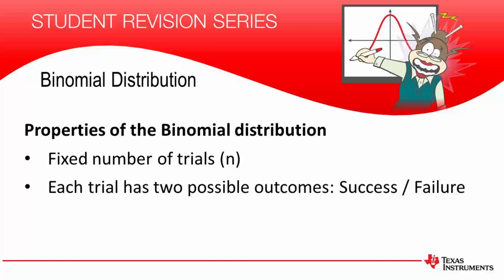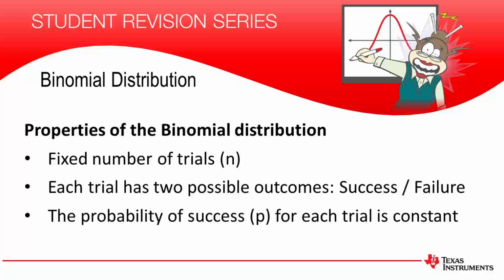The key thing here is that for a binomial distribution, the probability of success, which we denote with a lowercase p, is the same on each of those n trials. So it's not the case that the probability changes depending on the previous outcome. For all binomial distributions, the probability of success, and hence the probability of failure, on each trial is independent of the previous trial.